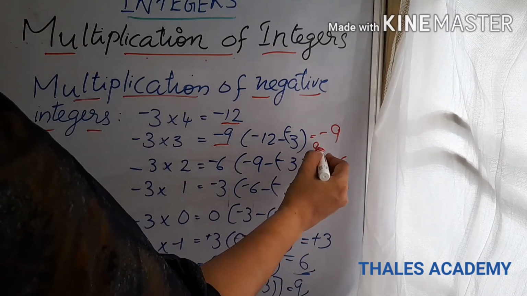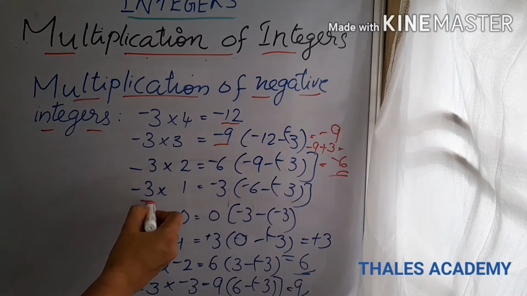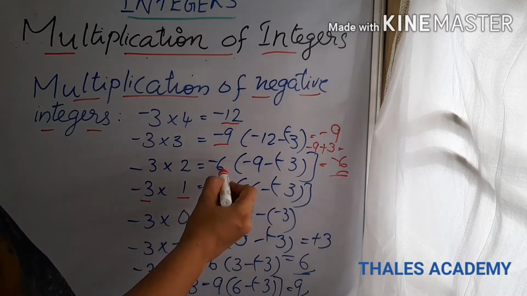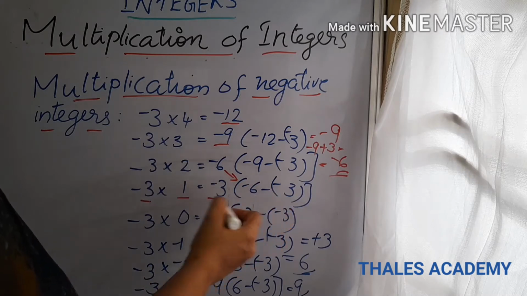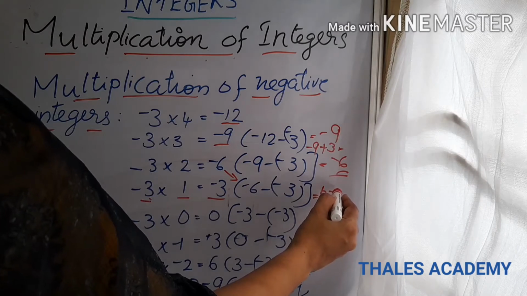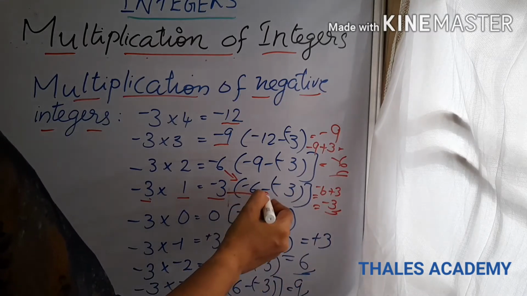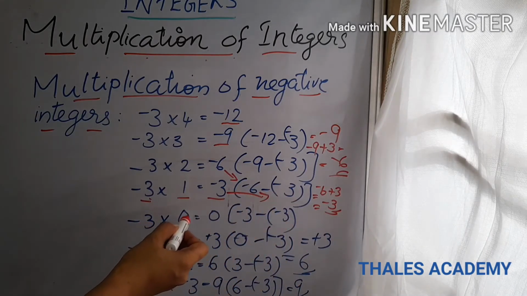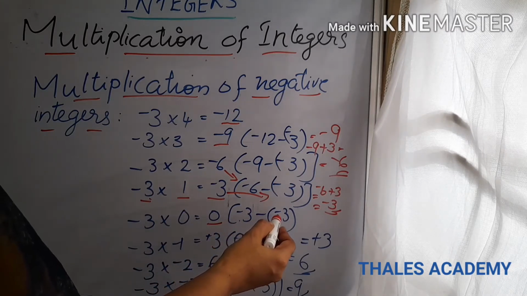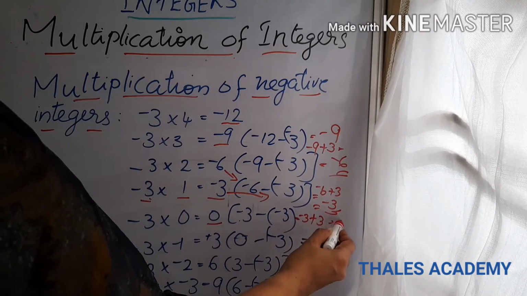That is, minus 9 plus 3 equals minus 6. Minus 3 into 1 equals minus 3. That is minus 6 minus minus 3. That is, minus 6 plus 3 equals minus 3. That is the answer. Minus 3 into 0 equals 0. That is minus 3 minus minus 3. That is minus 3 plus 3 equals 0.